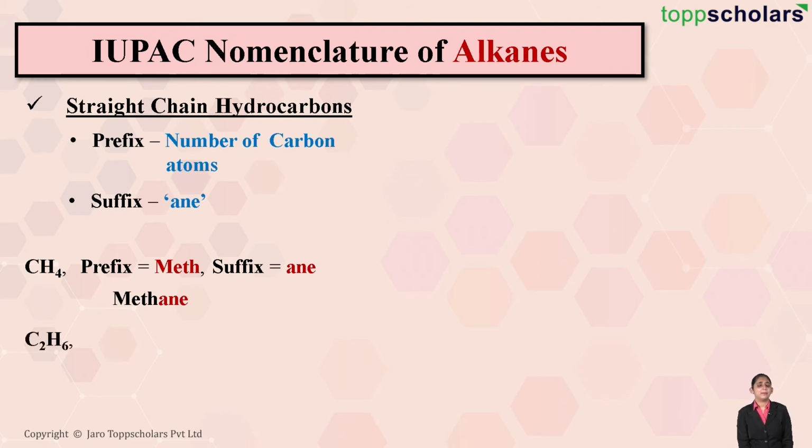Let's take another example, C2H6. How many carbon atoms can you see over here? 2 carbon atoms. Very good. So what will be the prefix? Yes, it will be eth since it has 2 carbon atoms. And what will be the suffix? Ane. Very good. Now just join the prefix and the suffix. What do you get? Ethane.